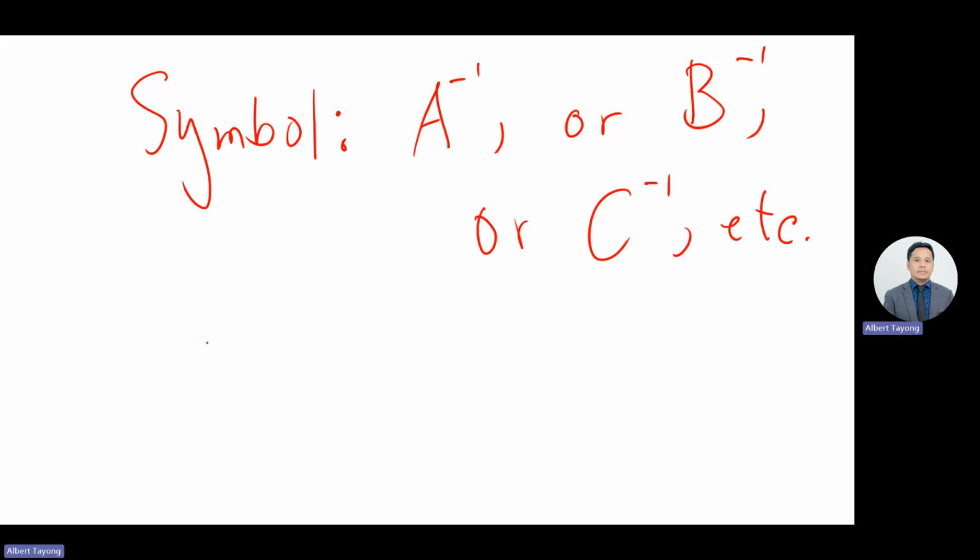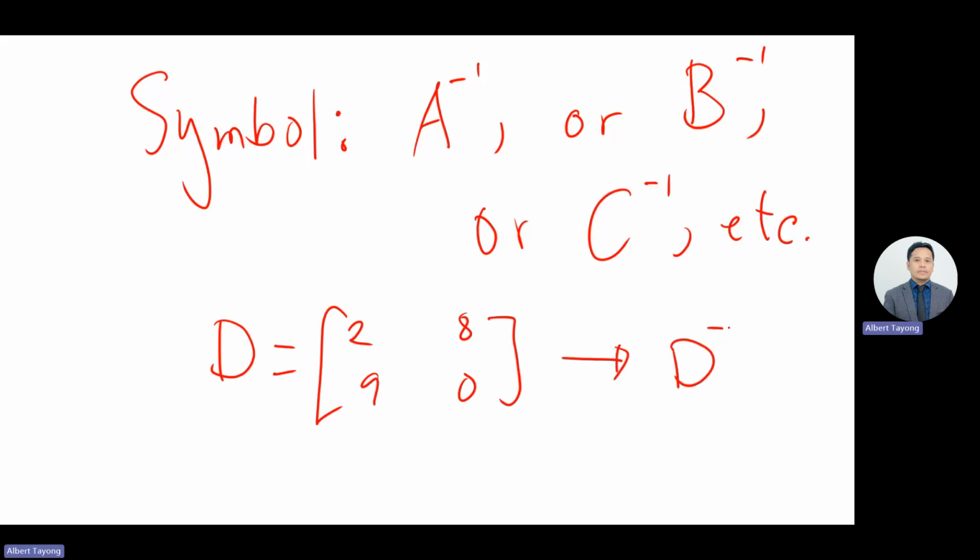name of the matrix. For example, if the matrix D is equal to 2, 8, 9, 0, the inverse would be D raised to the power of -1.